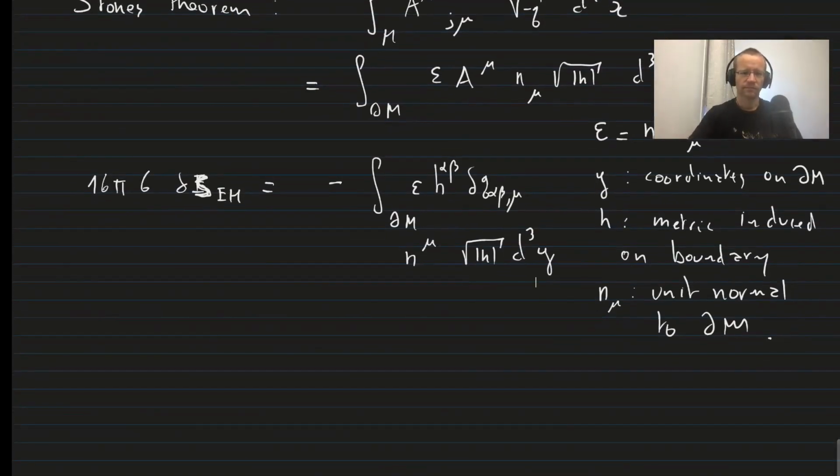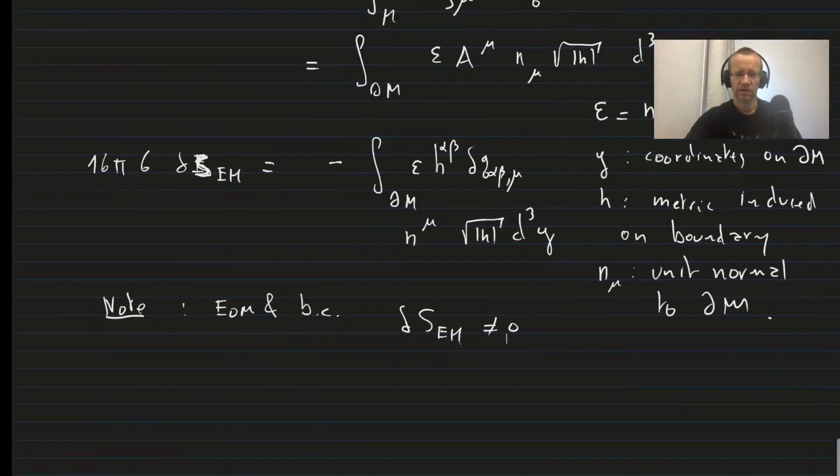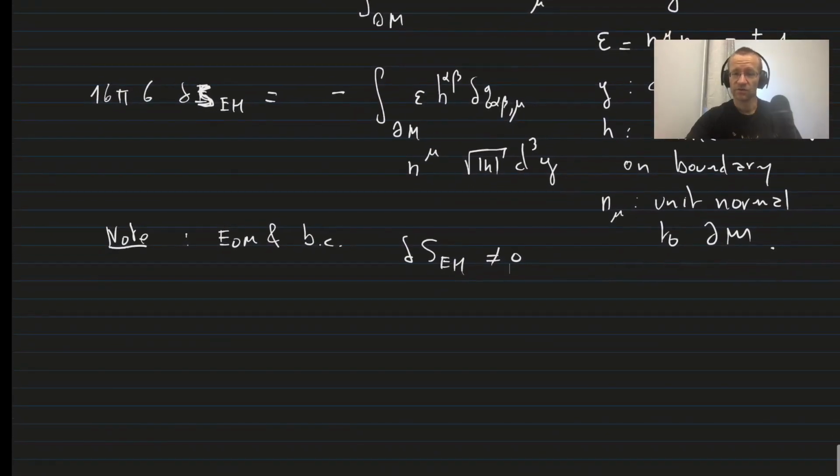So now it should be noted that even if the equation of motion is satisfied and the boundary conditions are satisfied, then still delta S Einstein-Hilbert could still be non-zero if the variation of the metric on the boundary has a non-zero derivative, which is possible. We only fixed the value of the metric on the boundary.